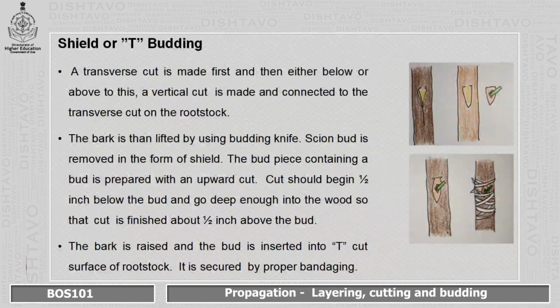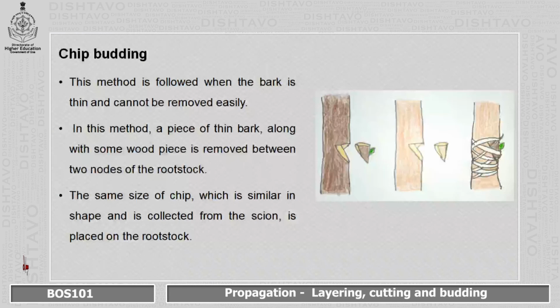Next is shield or T-budding. A transverse cut is made first, and then either below or above this, a vertical cut is made and connected to the transverse cut on the rootstock. The bark is then lifted by using a budding knife. Scion bud is removed in the form of a shield. The bud piece containing a bud is prepared with an upward cut. The cut should begin half inch below the bud and should go deep enough into the wood so that the cut is finished about half inch above the bud. The bark is raised and the bud is inserted into the T-cut surface of the rootstock. It is then secured by proper bandaging.